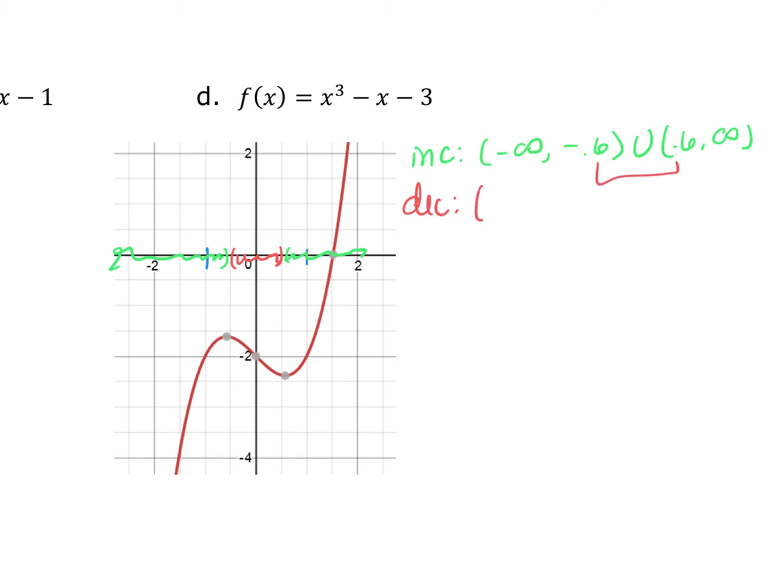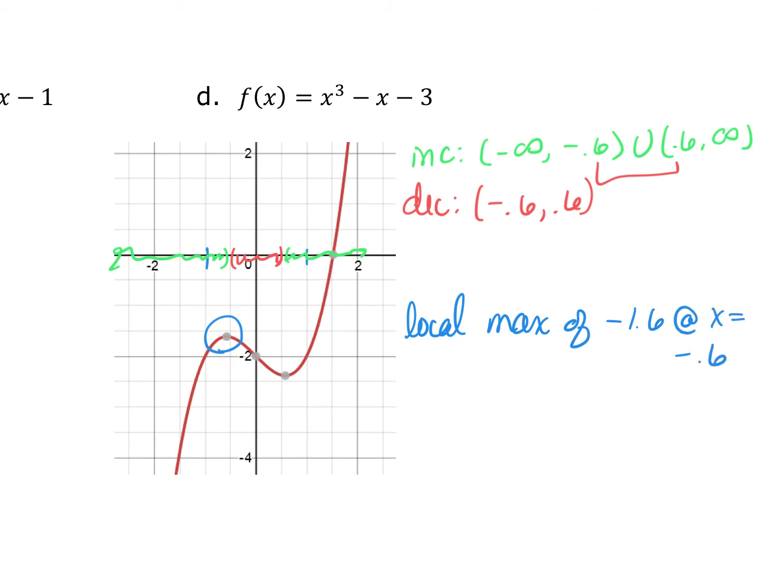And I can tell by these two endpoints, this interval is the location of decreasing, so -0.6 to 0.6. No constants. This is a local high spot, so I have a local max of, looks like about -1.6 at x is equal to -0.6. Here's a local low point. This is a local min of, looks like about -2.4 at x is equal to 0.6.